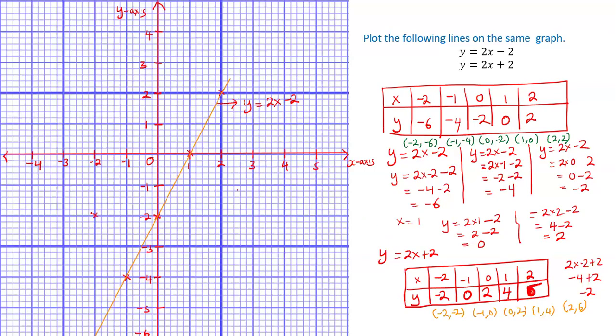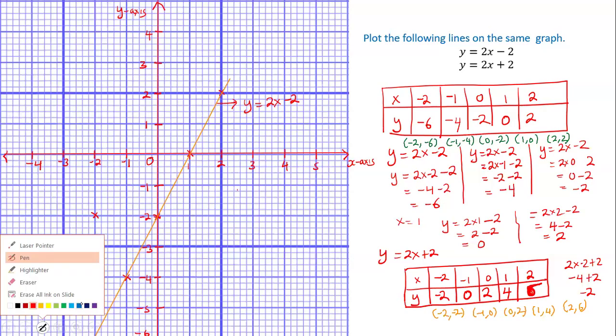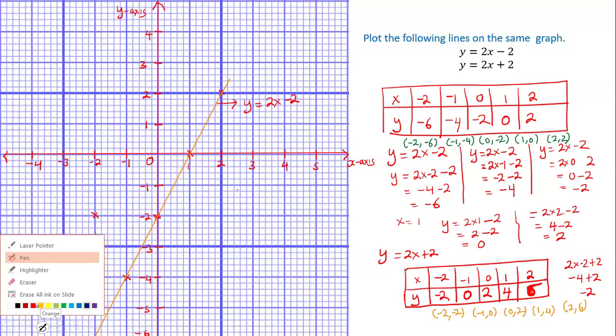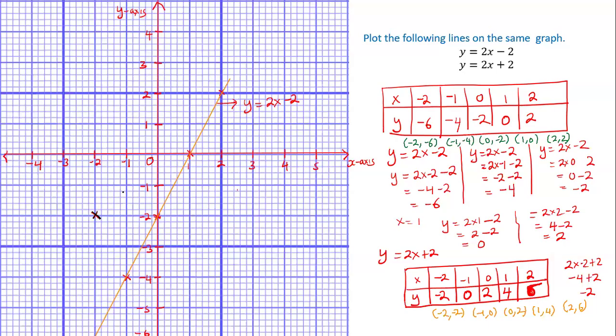So it is a point here. Allow me to use another color. Okay, let me use black. So it's going to be here. Then -1, 0 is a point there. Then 0, 2 is a point here. Then 1, 4 is a point here.